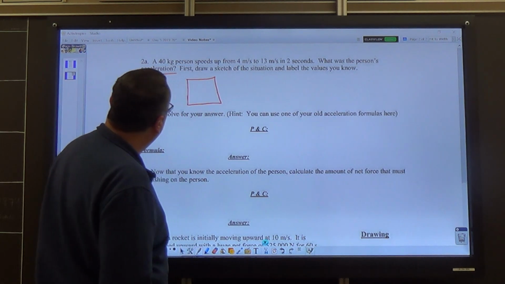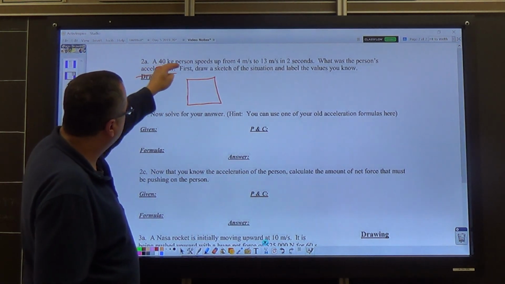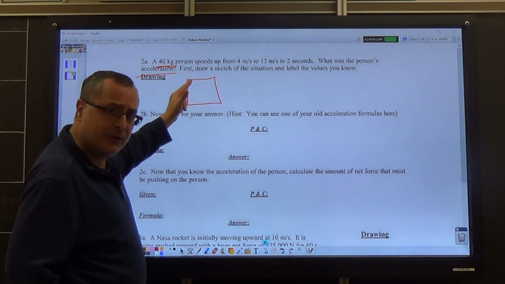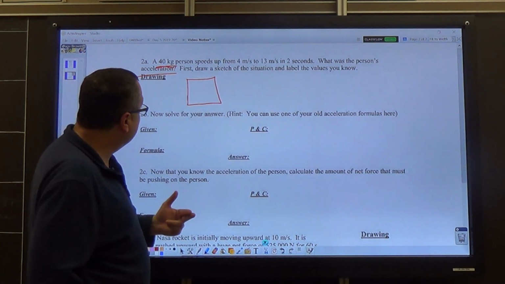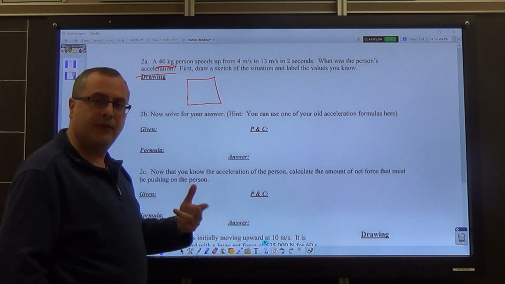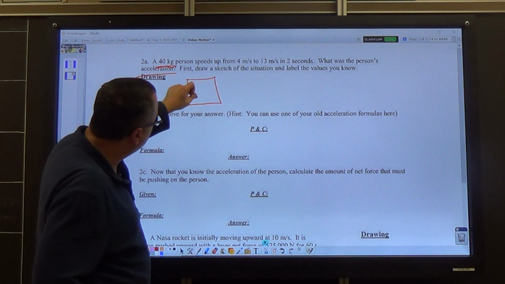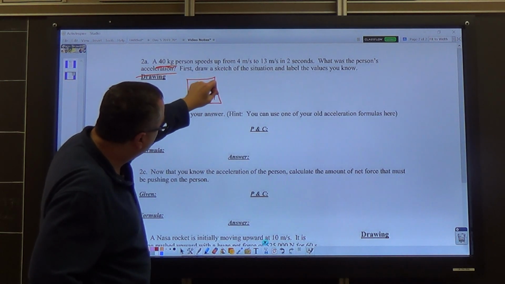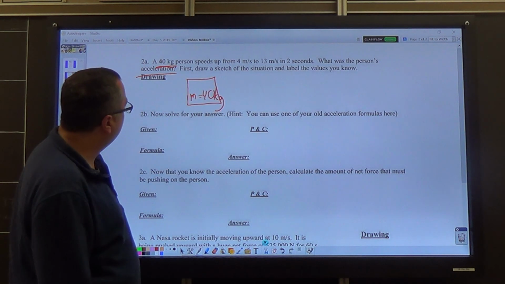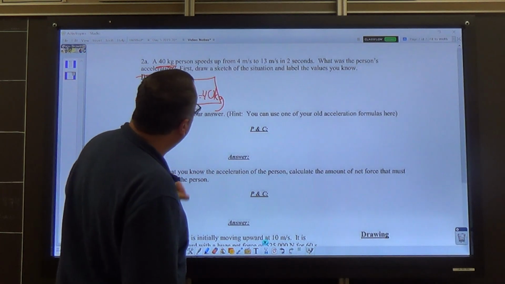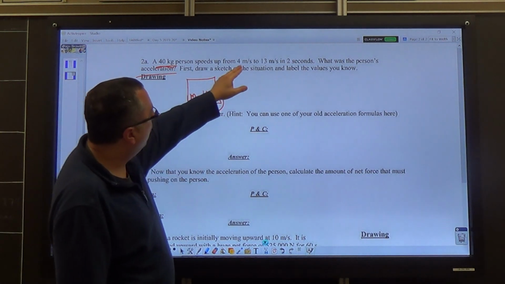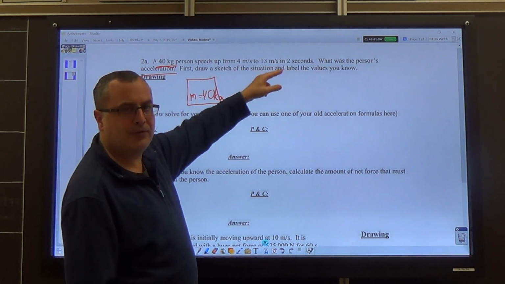And so you've got the 40 kilogram person. Now I didn't say what that measured yet, but it was kilograms. Again, if it's kilograms, you can look at your list if you don't remember, but kilograms measures mass. So you've got the 40 kilogram person, and at that moment, they're going 4 meters per second, and then they speed up to 13 meters per second.